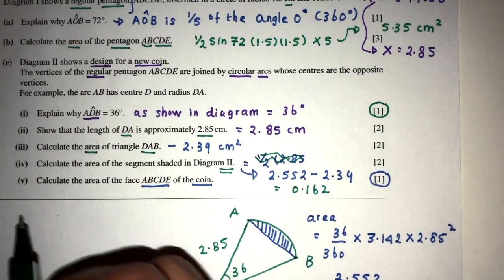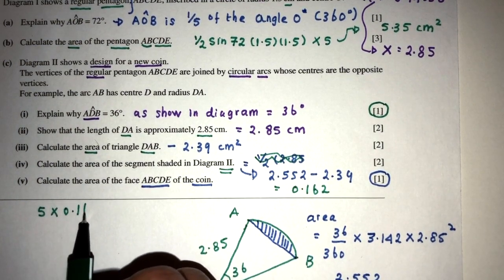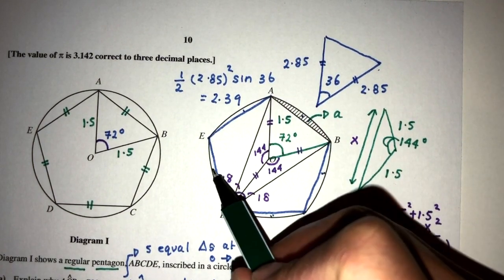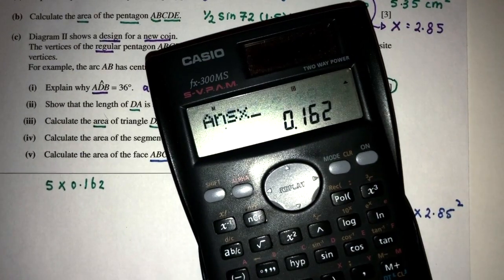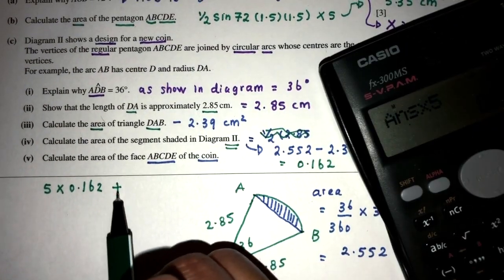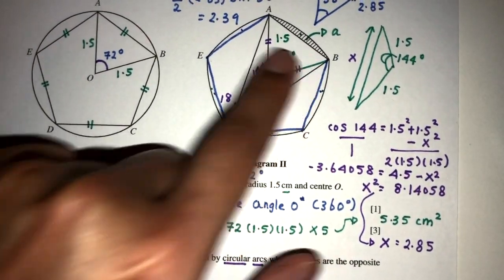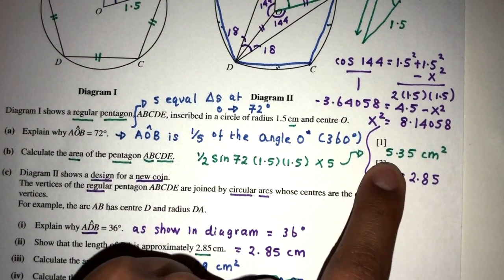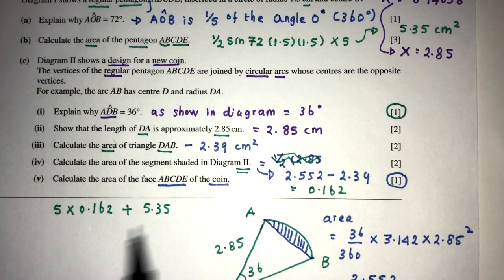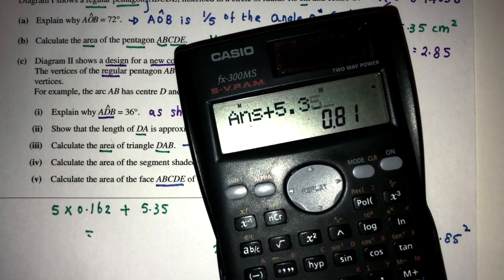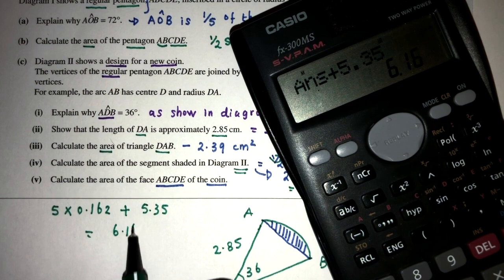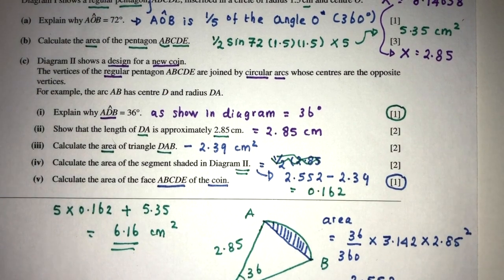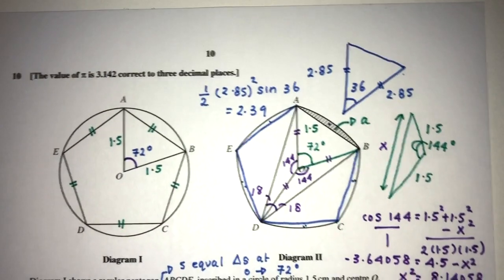So first thing first, take 5 multiplied by 0.162. So basically 5 times this area, 1, 2, 3, 4, 5, right? So times 5, and then plus the area on the inside, which is the area of the pentagon right here, which we found from this one, which was 5.35. Let's see what you get. That will be 6.16, and that will be centimeters squared as the area of that coin. And that will be your question number 10.